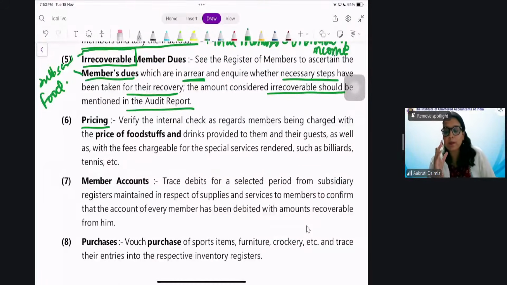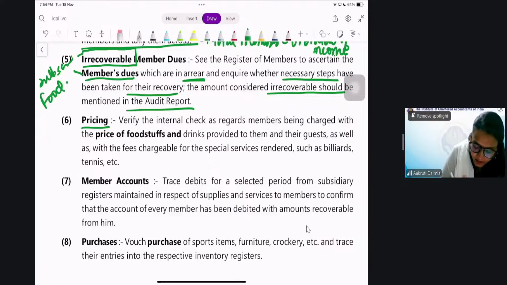Pricing. Now, you know why people become members of the club? People become members because usually the food is at much cheaper rate but good quality than outside. So when people become member of a club, they pay a huge amount of money, but they get food at good rate, at lower rate than others, alcohol at lower rate than others, facilities at lower rate than others, gym facility at lower rate than outside. So for many such reasons, they can become members.